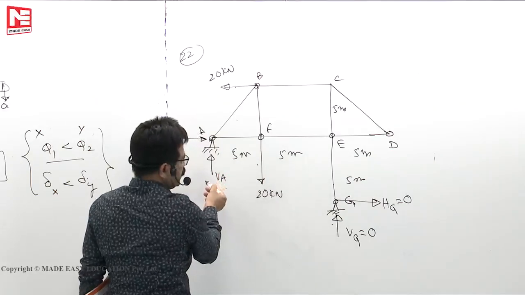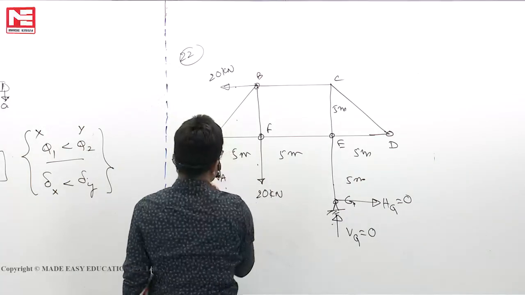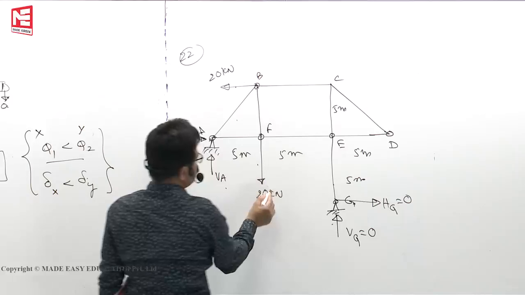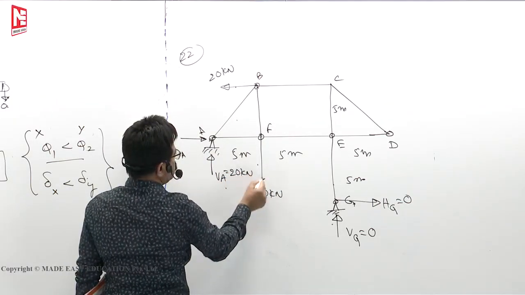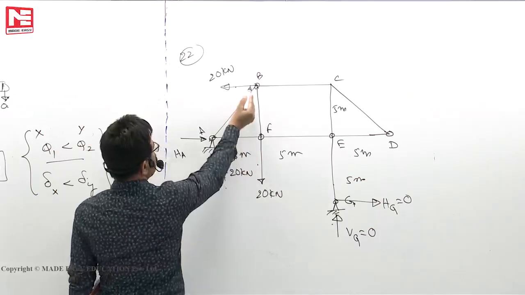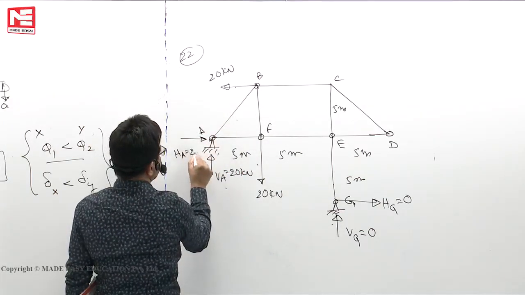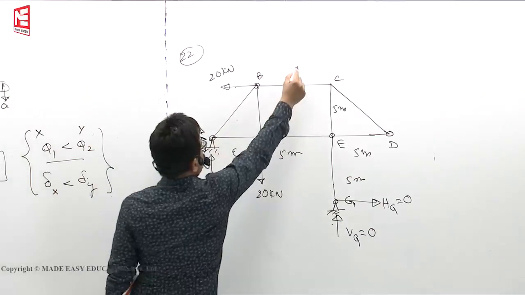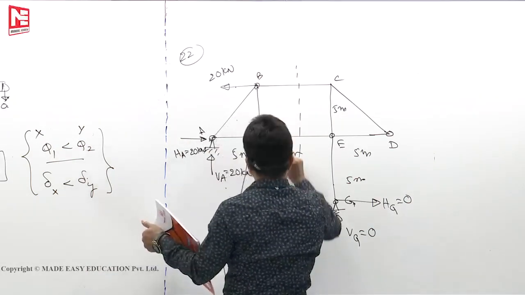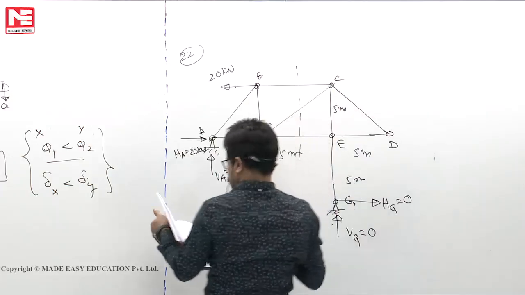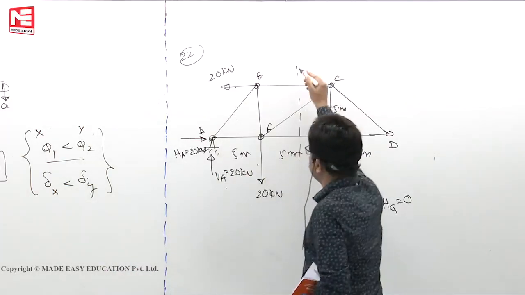Now after finding the reactions like this, you can cut. These two are 0. This is down 20, so VA must be 20 kilonewton up because no other way allowed to balance. Left side 20, so right side 20. Now we wanted force in member BC. There is one inclined member also, CF, like this. Now we wanted BC member. Cut here.